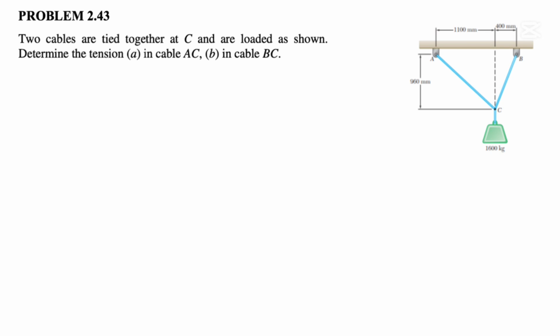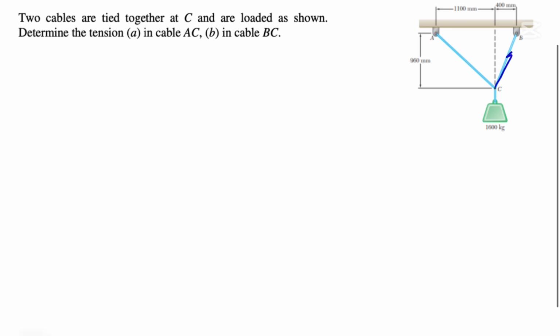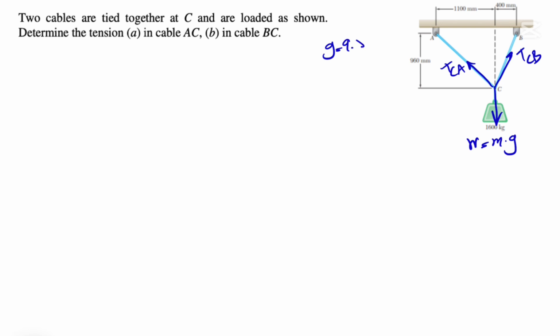But before that, we're going to draw the free body diagram. So we have the tension in CB, the tension in CA, and obviously the weight of this 1600 kilogram mass, which would be mass times g, the acceleration of gravity, which on Earth is 9.81 meters per square second. So we need to find the weight here, 1600 times 9.81. That's going to give us Newton force.